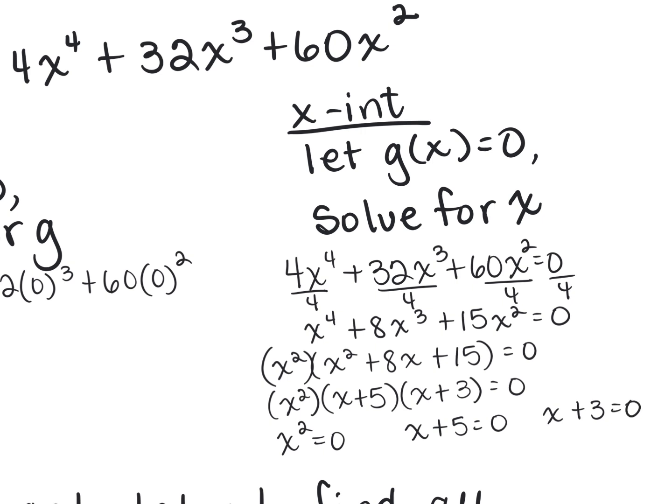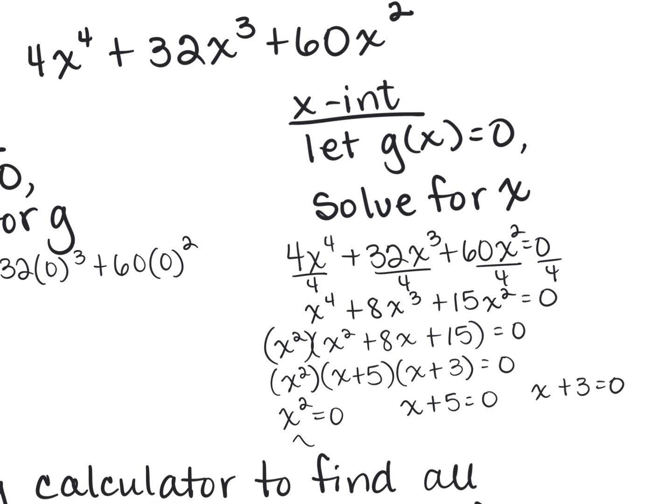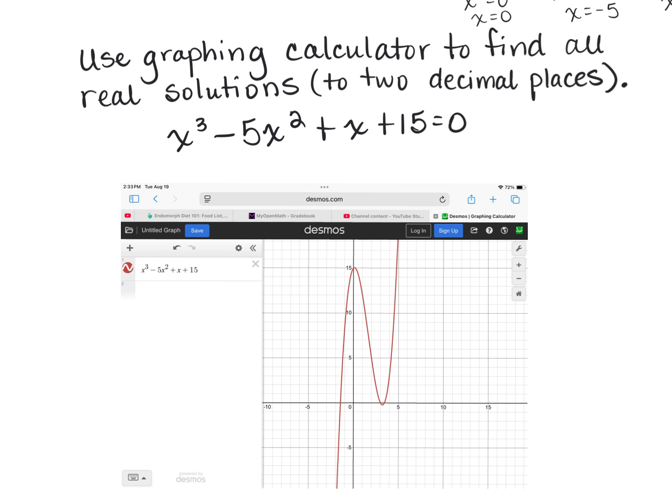So for x squared, I just take the square root of both sides, so x is equal to 0, so it will hit the x-axis. And we already knew that because the y-axis was at 0, 0, so that also doubles as an x-intercept. The next one would be at x equals negative 5. And the last one would be at x is equal to negative 3. So another question that they're going to ask you is to tell you to use a graphing calculator to find all the real solutions, and it tells you to round to 2 decimal places.